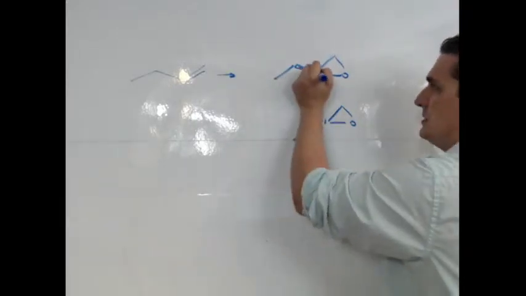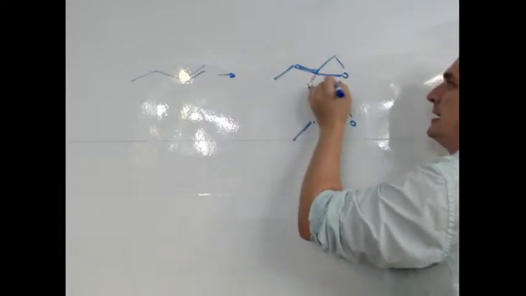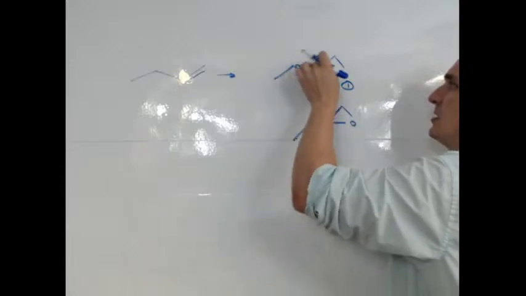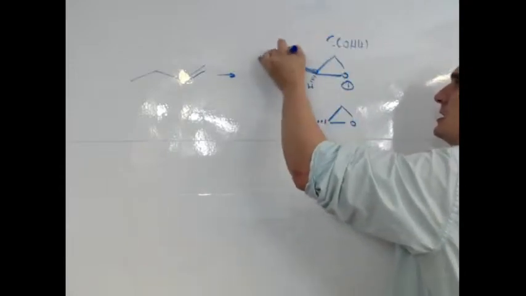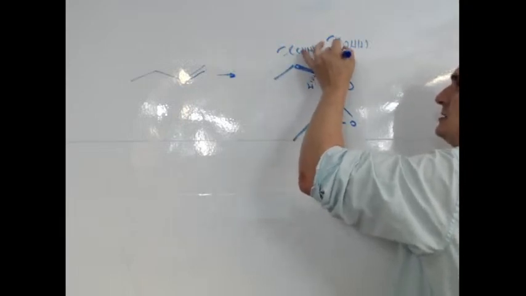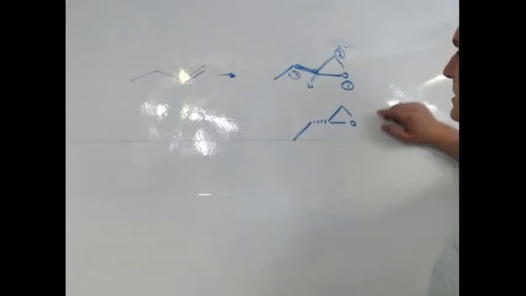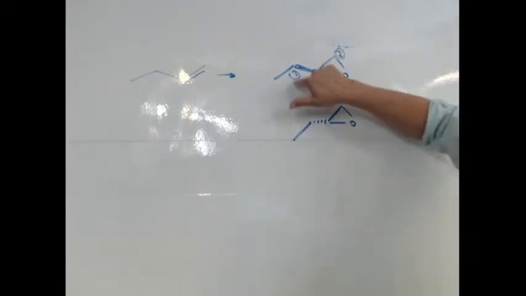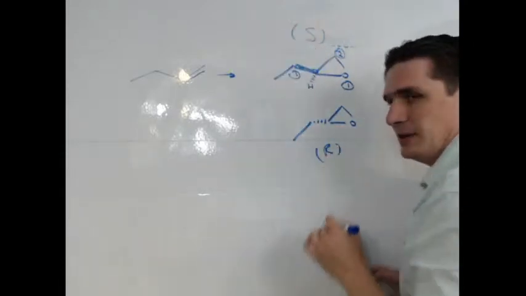So looking at this one, lowest priority is hydrogen. Highest priority is going to be oxygen. We've got a carbon and carbon. This carbon is connected to an oxygen and two hydrogens. This carbon is connected to a carbon and two hydrogens. So this is going to be the second highest priority. This is going to be the third highest priority. So looking at that, hydrogen's going back, 1, 2, 3. This is the S configuration. So this should be the R configuration.